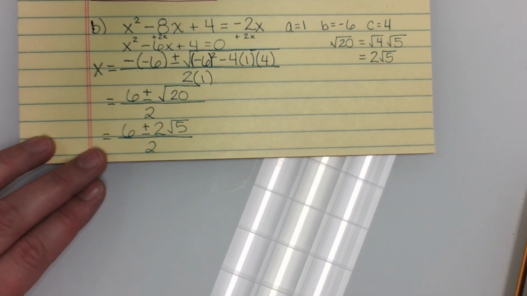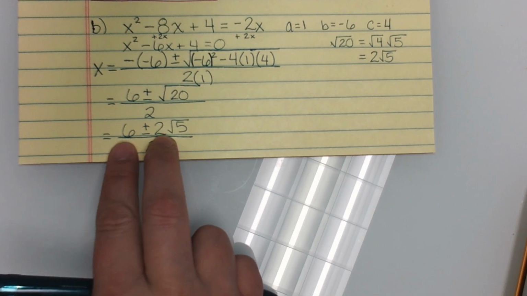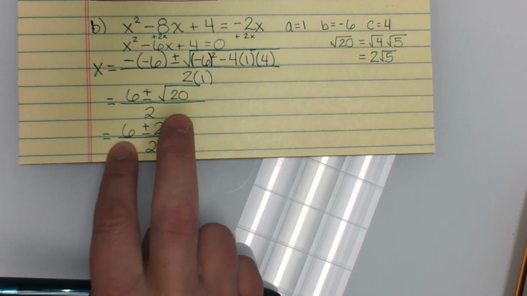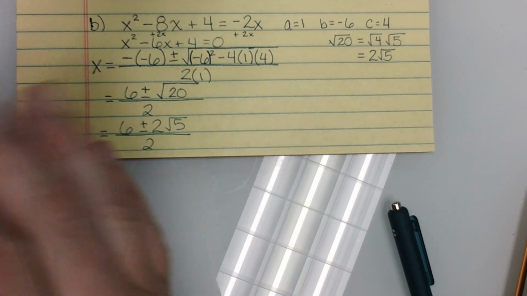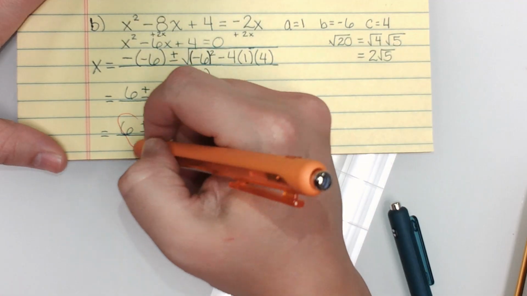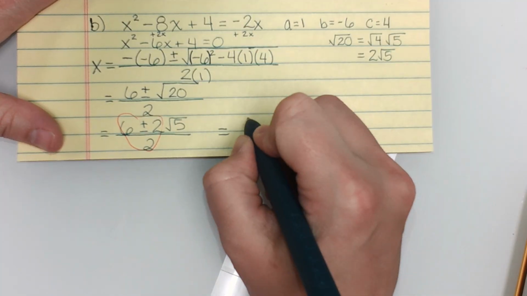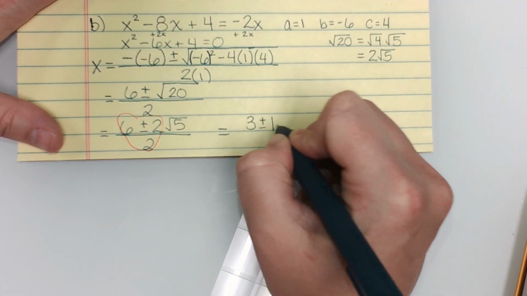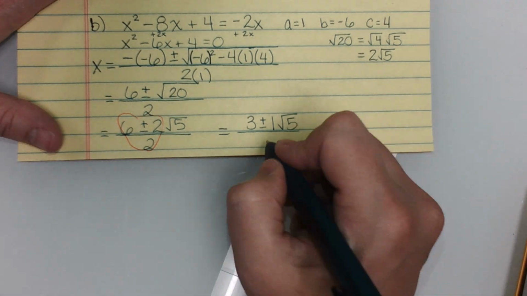Question for you. Can I just add the 6 and the 2? No. Can I subtract them? No. Why not? Because they're not like terms. The 2 has the square root of 5 on it. I can simplify though, because all 3 of these divide by 2. 6 divided by 2 is 3. 2 divided by 2 is 1. The 5 doesn't get touched. 2 divided by 2 is 1.